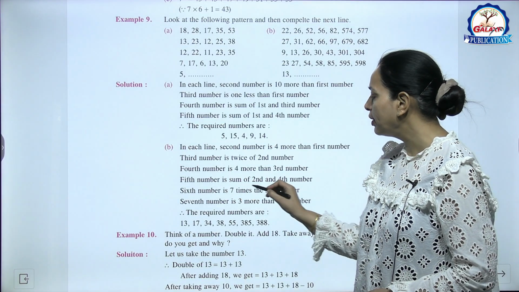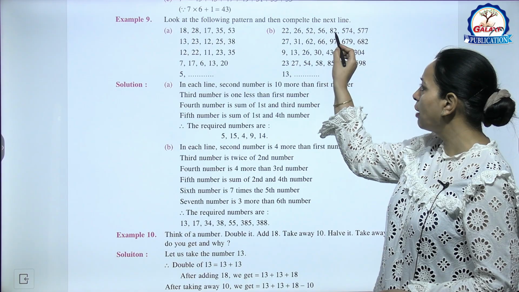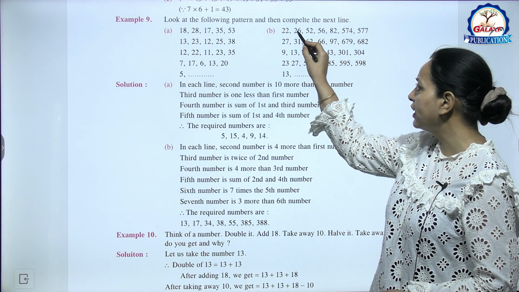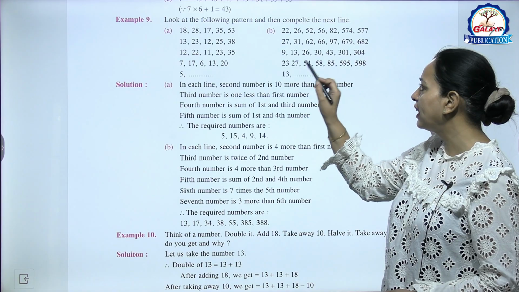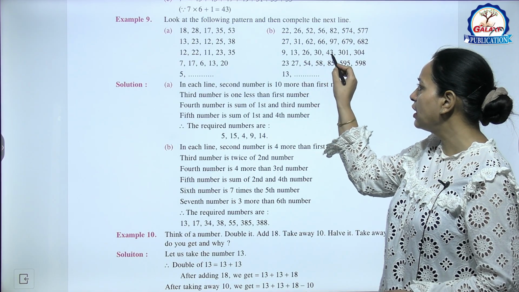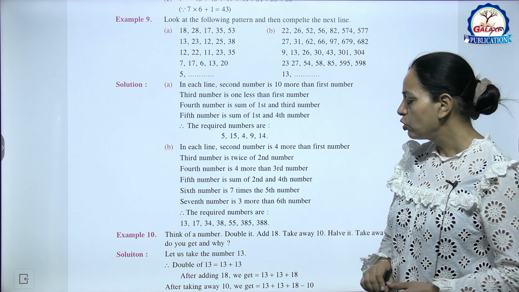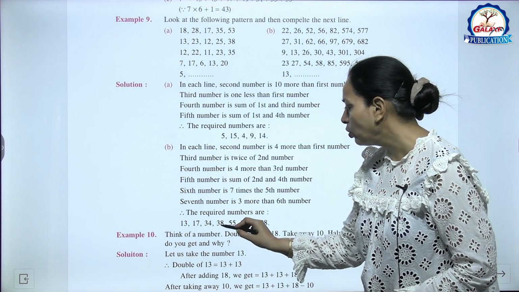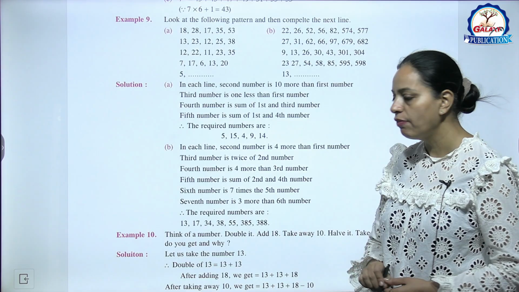Now the fifth number is sum of second and fourth number. Fifth number is sum of second and fourth. 26 plus 56, 82. 31 plus 66, 97. 13 plus 30, 43. 27 plus 58, 85. So add second and fourth number. So you will get fifth number, that is 55.